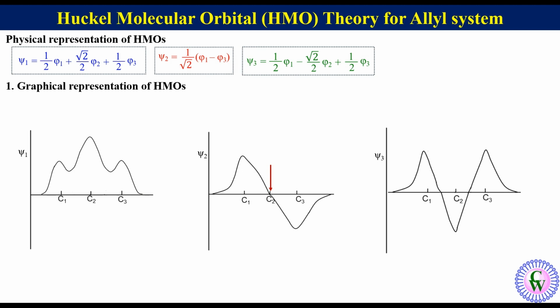This point is called node or radial node. The function psi 3 changes its sign at 2 points, one in the middle of C1 and C2 and other in the middle of C2 and C3. So there are two radial nodes in psi 3. Thus psi 1, psi 2 and psi 3 have 0, 1 and 2 radial nodes respectively.